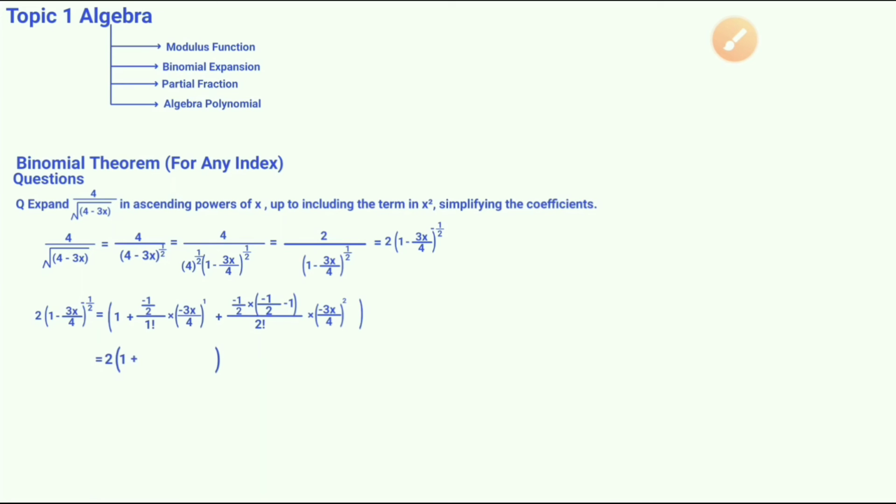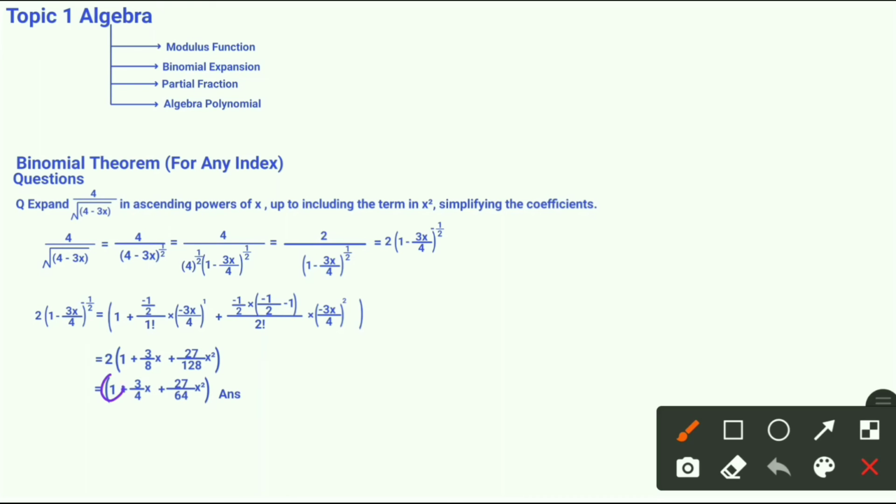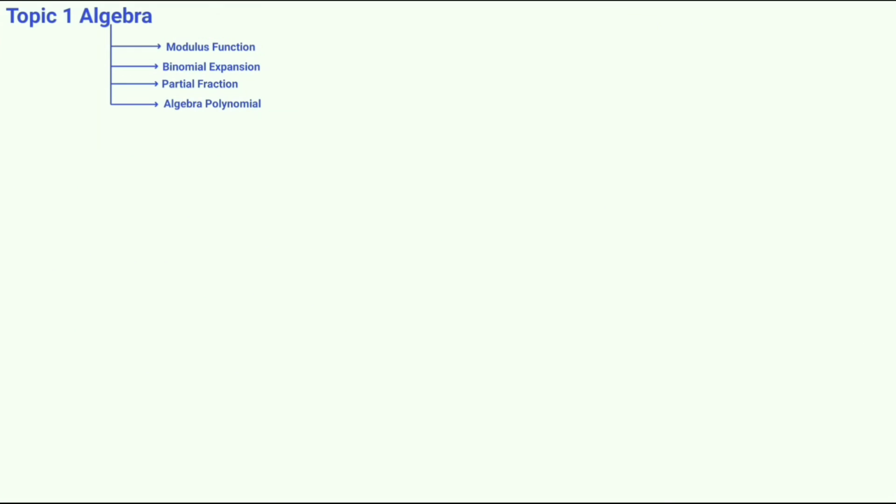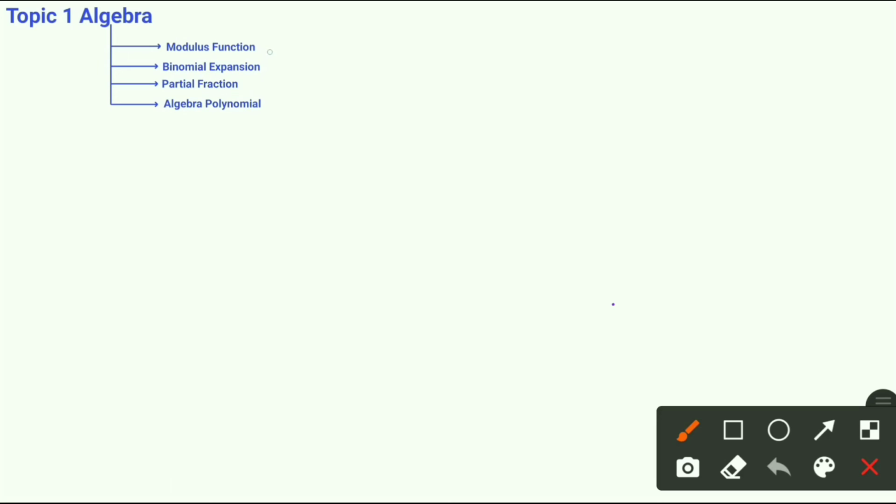As expected, an error in here. This is actually 2. So 2 plus 3 upon 4x plus 27 upon 64 x squared, this is the answer. We have done modulus function, binomial expansion, and now we are going to do partial fraction.